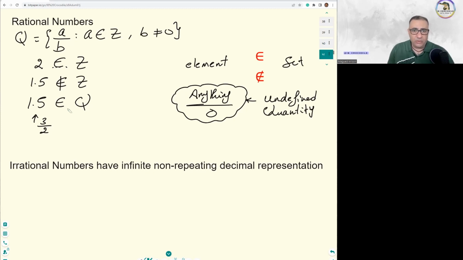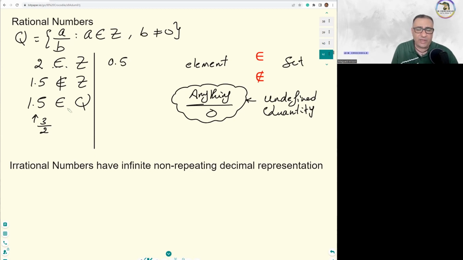Now, I want to also elaborate on the decimal representation of a rational number. There are two cases where a decimal number is classified as a rational number. The first case is if the decimals are terminated. If it is a terminated decimal expression, let's say 0.5, then 0.5 is a terminated decimal number.